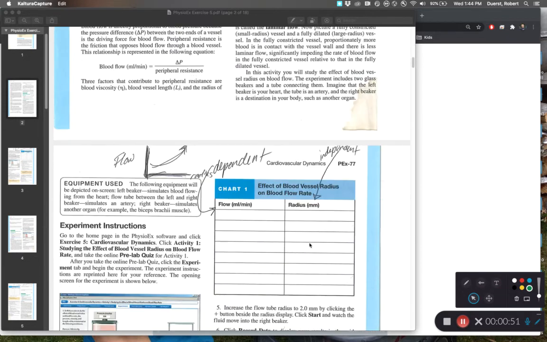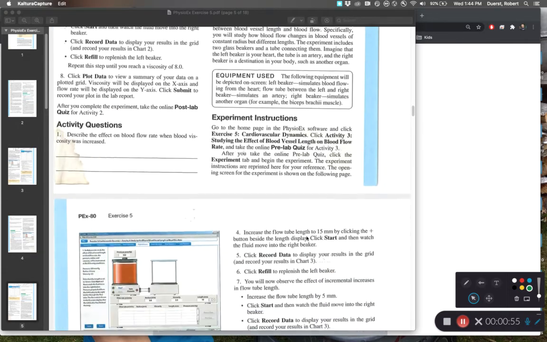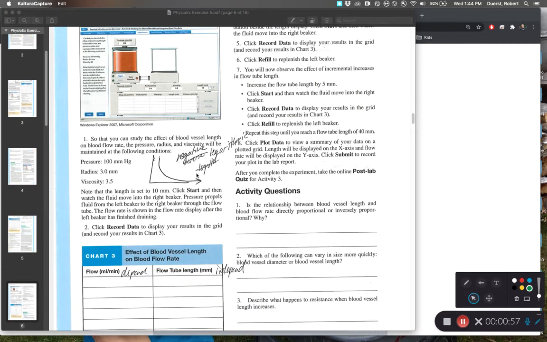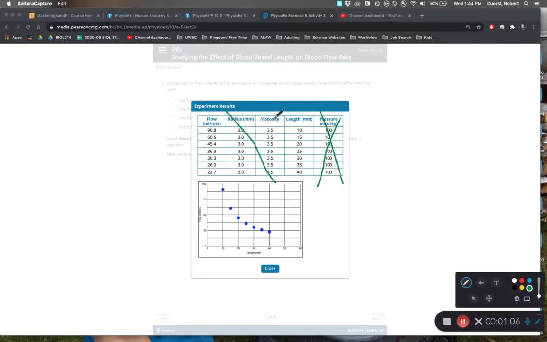So work through the experiment for activity number 3, and you collect your data. And your data will look like this. As we look at our data table, blood pressure remains constant, so we ignore it. Viscosity and radius also remain constant, so we ignore those. Length is changing, and flow rate is changing. As the length increases, the flow rate decreases.